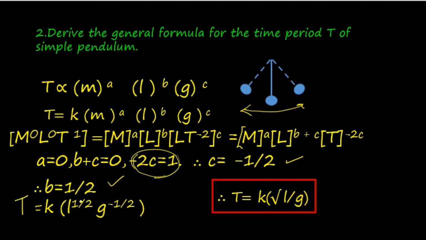What is the meaning of raised to half? It is in the root form. So, T is equal to k into root of L, since L is raised to positive half, so it is in the numerator, and g is raised to negative half, so it is in the denominator. T is equal to k into root of L by g. By the way, k is a constant and we know it is equal to 2 pi, it has no dimension. I hope it is clear.